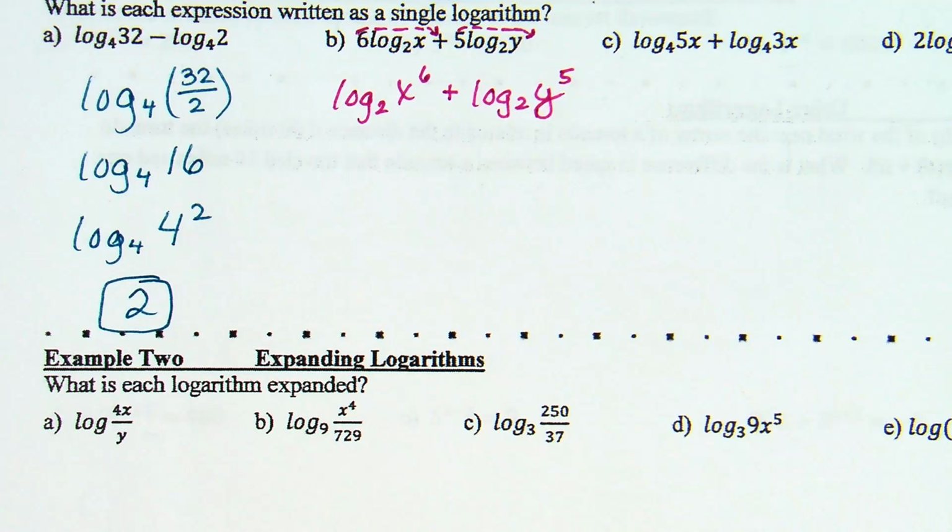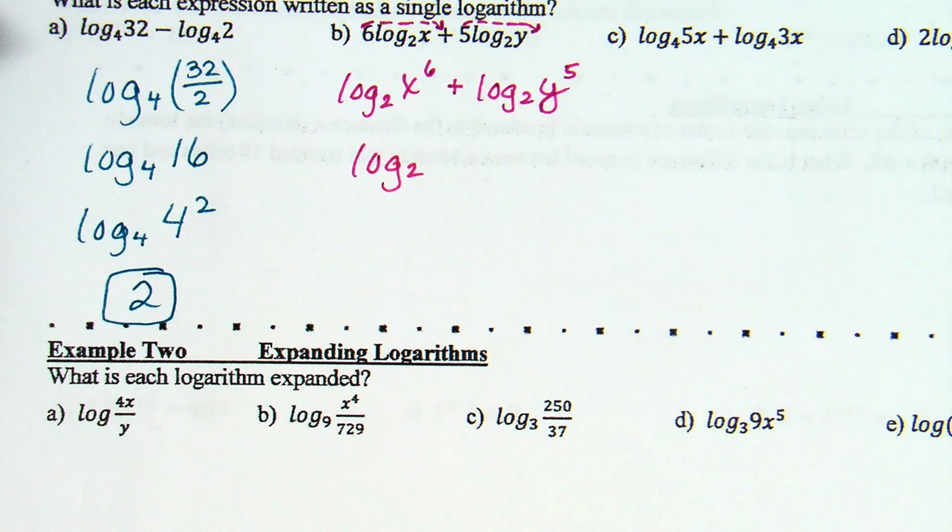Now that they are both just log base 2's, okay, we don't have anything extra thrown in there, now we can use the product property. Product property says when 2 logs are being added, it can be rewritten as 1 log where the insides are multiplied. So I'm going to rewrite this as log base 2 of, what is x to the 6th times y to the 5th?